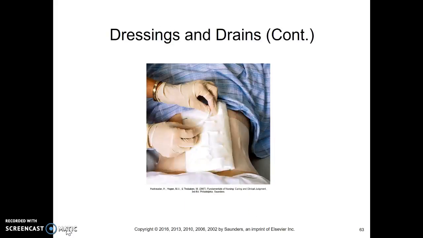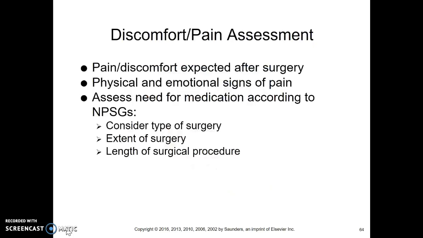This is just another example of a type of dressing that can be applied, and it is pretty much like tape on each side with an opening that helps hold the dressing in place, but it's tied so that you don't have to take tape on and off all the time.